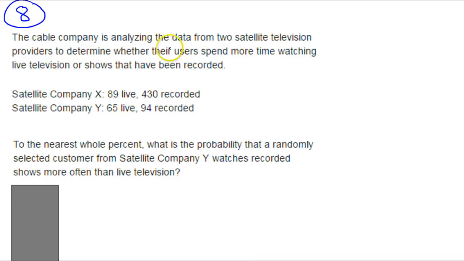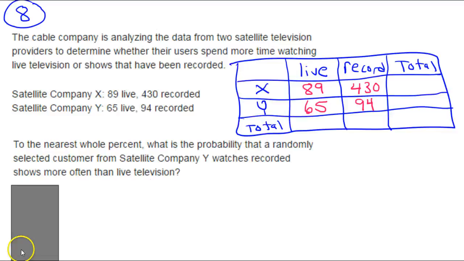The cable company is analyzing data from 2 satellite television providers to determine whether their users spend more time watching live television or shows that have been recorded. Satellite company X, 89 live, 430 recorded. Satellite Y, 65 live, 94 recorded. I am going to go ahead and make a chart out of this. Alright, so these are the 4 numbers that are just given to us straight out. And I'm just going to fill in the totals now. Alright, so here it is with the totals filled in.